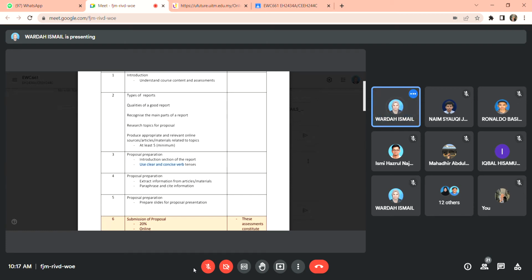Language means you punya verb tenses tu. You nak guna past tense ke, present tense ke. Okay, but because you are doing a proposal, you baru nak propose. You baru nak submit your idea. So you are going to use present tense or future tense. Future tense tu maksudnya macam this research will be conducted during... Okay, future, akan dilakukan. That is future tense.